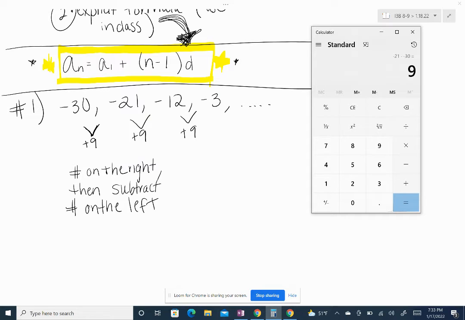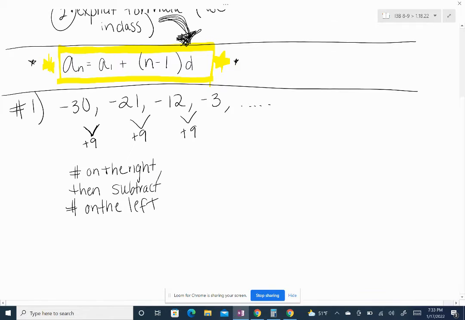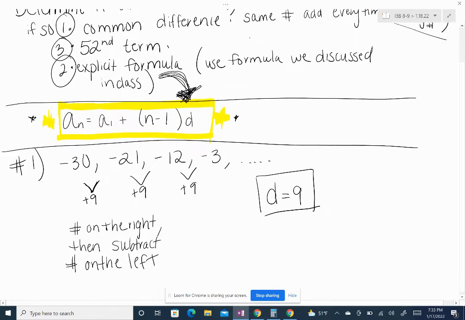And you're going to see, if you do that on your calculator every single time, you're going to add 9 to the number on the left, and then you get the number on the right. So that's going to be our common difference. Our common difference is 9, and we represent our common difference with d. So d is equal to 9, okay? Now, the next part is asking for the explicit formula.